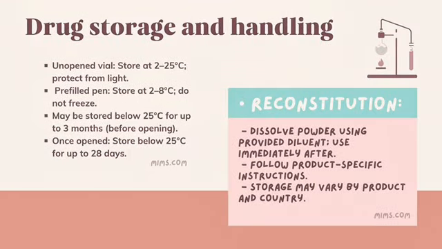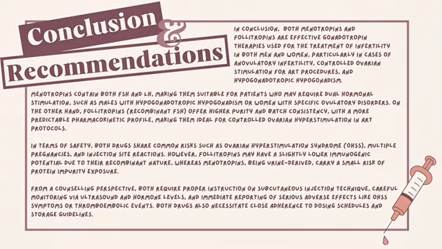Store unopened vials in the fridge or a cool place. Once opened, keep below 25 degrees Celsius and use within 28 days. Follow instructions carefully. In summary, both menotropins and follitropins are effective in treating infertility for both men and women.